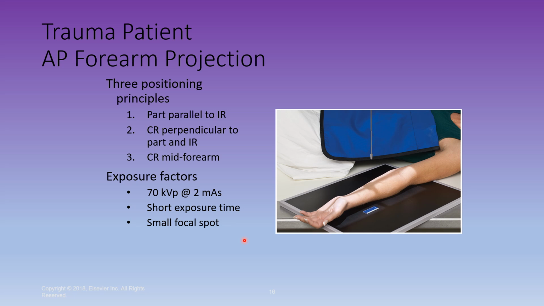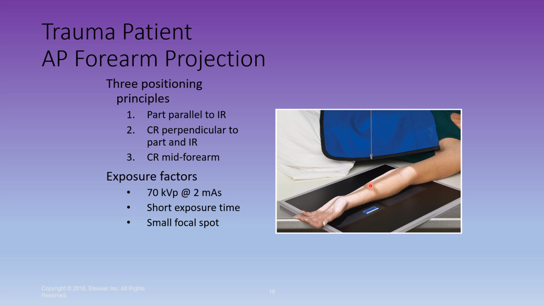The three things you want to make sure you're watching for is that the part is parallel to the image receptor, the central ray is perpendicular to both the part and the IR, and your central ray is mid-forearm, so midway between wrist, which is right here, and this crease in the elbow, that's your antecubital fossa, right here. So you're midway between here and here, so there's central ray. 70 at 2 is your exposure factor.